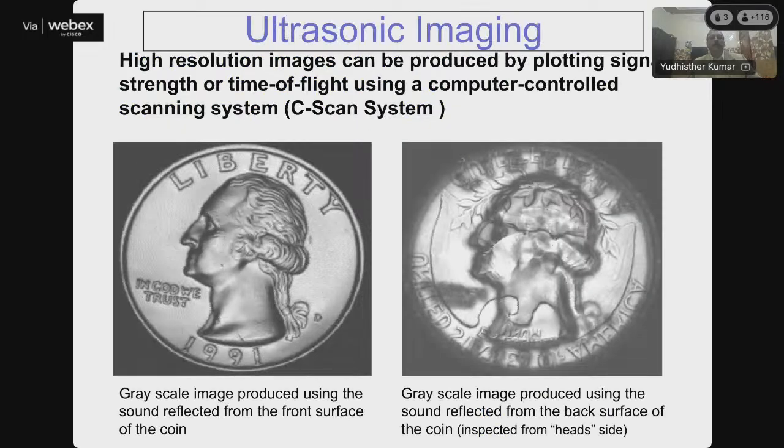This slide shows ultrasonic imaging. A C-scan image is shown, which gives high resolution images and can be produced by plotting the signal strength or time of flight using a computer controlled C-scan system. This is a photograph and a grayscale image produced using the ultrasound C-scan system. Sound is reflected from the front surface of the coin. And this is the grayscale image produced using the sound reflected from the back surface of the coin. Inspect the heads and sides. So there are two ways by which we can use the C-scan system, and we see that the sound reflected from the front surface shows the better image.